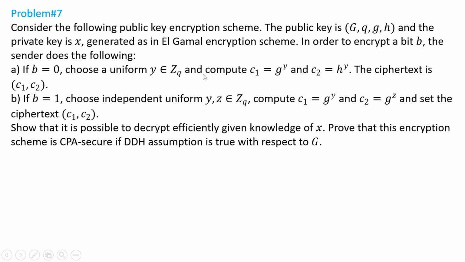If b is 0, then your ciphertext has the form c1, c2, where c1 is g to the power y and c2 is h to the power y. And as you know, h is nothing but g to the power x. So c2 becomes g to the power xy. So overall, if you see the view of an adversary, whenever you talk about CPA security, the adversary has some chosen pair of plaintexts, say M0, M1. Here both M0 and M1 are chosen from the space 0, 1.